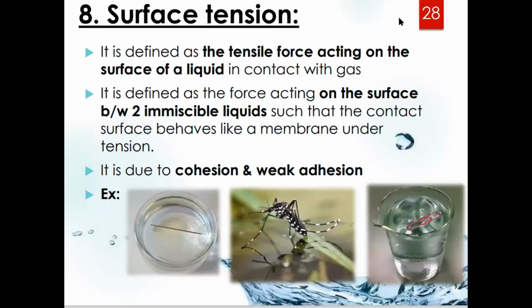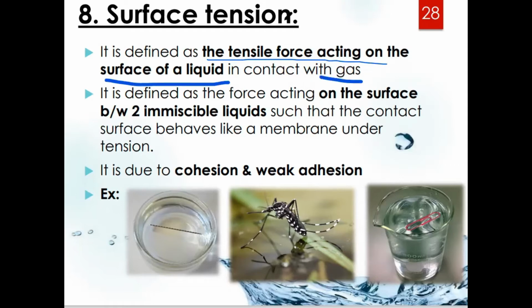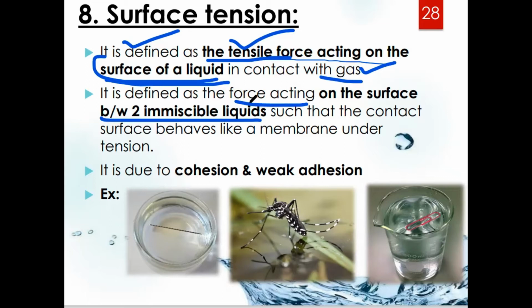So the next property which we are going to discuss is surface tension. First, we'll see what is surface tension. Here it is defined as the tensile forces acting on the surface of the liquid which is in contact with the gas. It is also defined as the force acting on the surface between two immiscible liquids such that the contact surface behaves like a membrane under tension. So there are two definitions for the surface tension. We can define it in two ways.